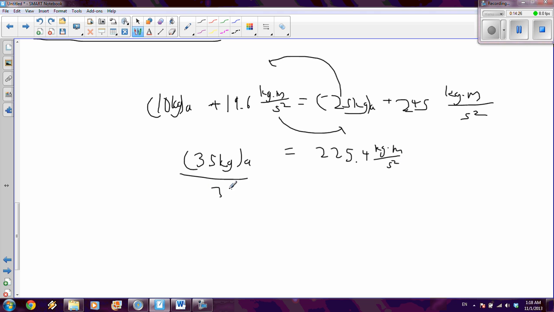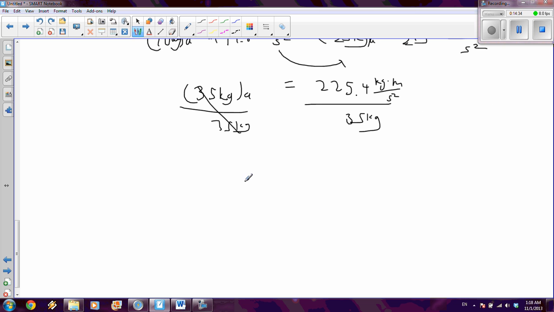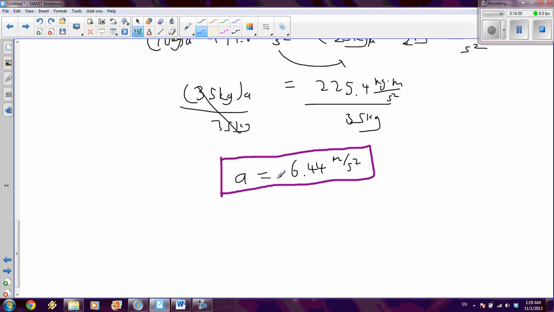Divide both sides by 35 kilograms. We have our acceleration, and that's equal to 6.44 meters per second squared. Now, if you took a look at the previous example, we saw that when there was no friction, the acceleration was actually equal to 7.0 meters per second squared.